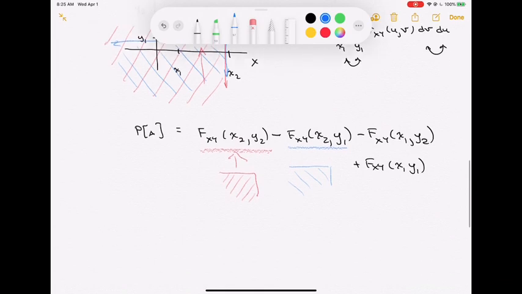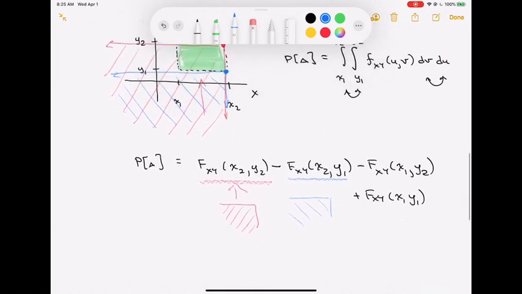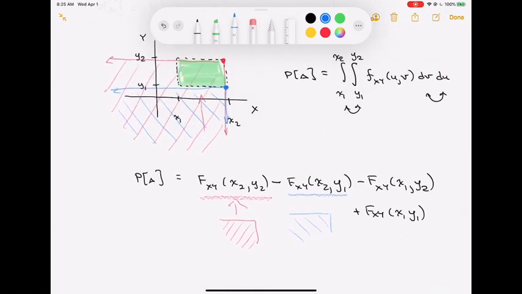And if I look at the combination of those two, what I'm left with is the green area plus a little bit of stuff off to the left of the green area. I still need to get rid of that as well. So I'm going to go to the third component in here, this F_XY of x1, y2. I'm going to do it in the same color. I'm just going to make the cross hatches go in the other direction, something like that. And we'll see what we can do within that.